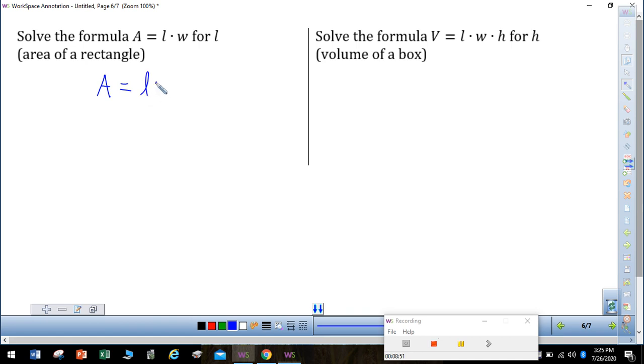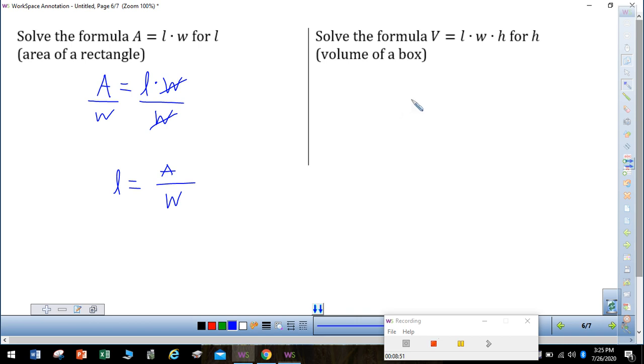Right now, L is being multiplied by W. The only thing we need to do to get L by itself is to get rid of the W. Since W is being multiplied, the inverse of multiplication is division. So we're simply going to divide both sides by W, and we're done. You can leave your answer like that, or if you want to write it a little nicer, you can rewrite it like we did above. L equals A divided by W.